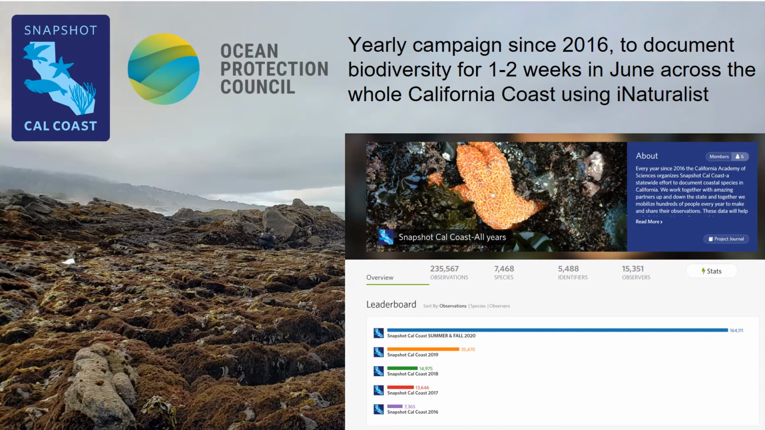This project was really born in 2016 when Rebecca Johnson and Allison Young, co-directors of citizen science at the California Academy of Sciences, started a statewide campaign to mobilize and engage people and partners to document as much biodiversity as possible up and down the state's coastal areas during about 1 to 2 weeks in the summer. This campaign, called Snapshot CalCoast, has now been running for its 5th year and has generated tens of thousands of observations of the occurrence of intertidal organisms in California.